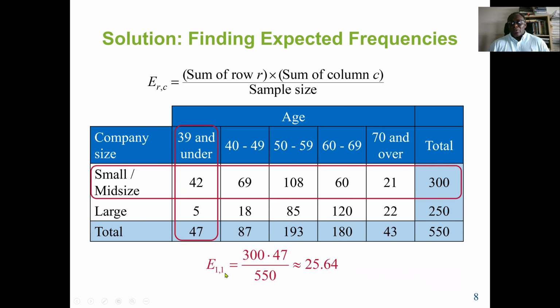So E11: remember, we say the sum of the row. The sum of the row is 300, times the sum of the column, which is 47, divided by the sample size, the total 550. So again, to get E11, the expected frequency for the first cell, row 1, column 1, the formula is E R C: sum of row times sum of column divided by the sample size. So the sum of the row is 300, the sum of the column is 47, divided by 550.